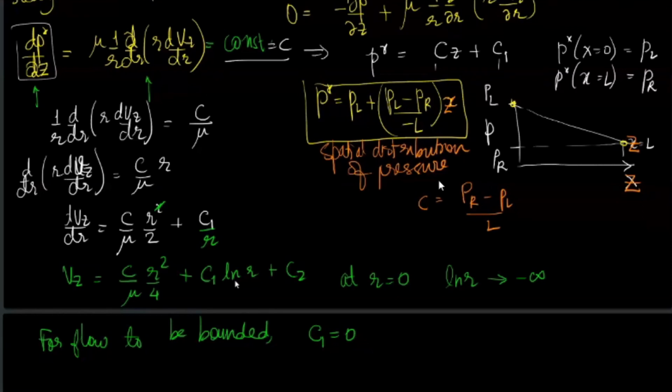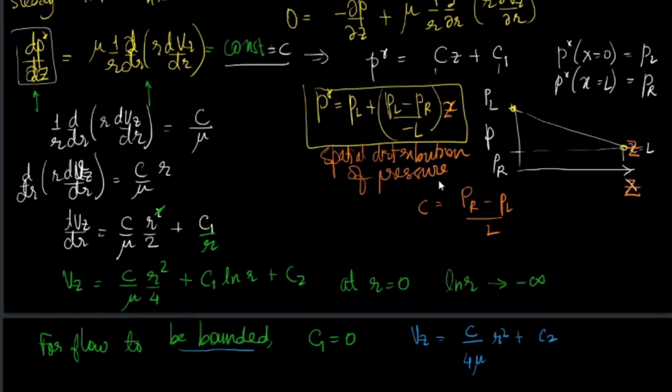And this kind of logarithmic blowups do happen often in the case of spherical coordinate systems and cylindrical polar coordinate systems. And it has to do with a completely different set of harmonics. But anyway, in this particular case, it is sufficient to know that for the flow to be bounded, so it's a boundedness condition, this constant associated with log R has to vanish. Therefore, the velocity profile is simply C upon 4 mu R square plus C2.